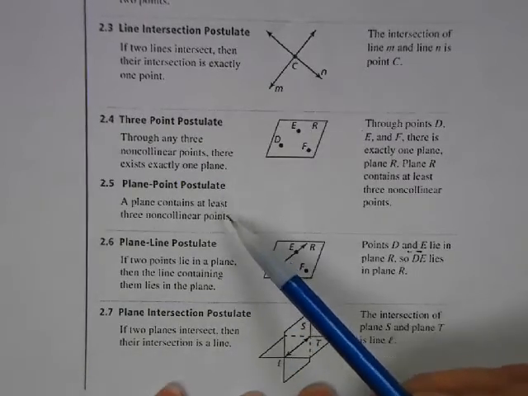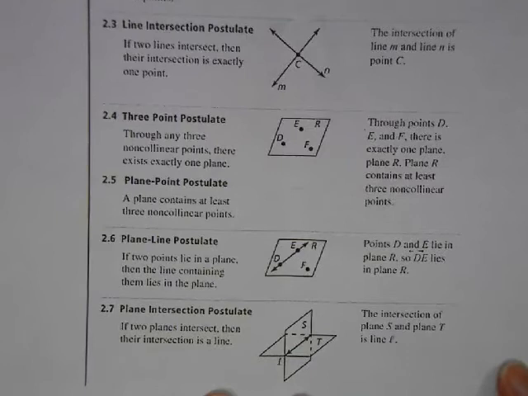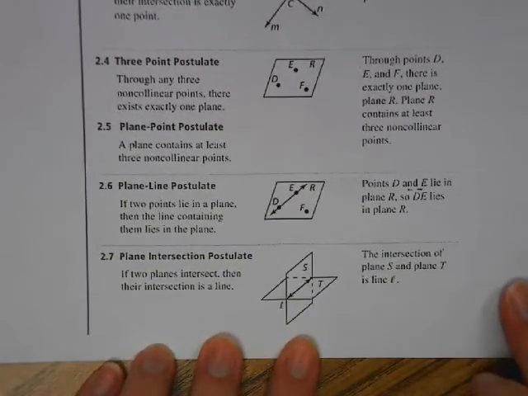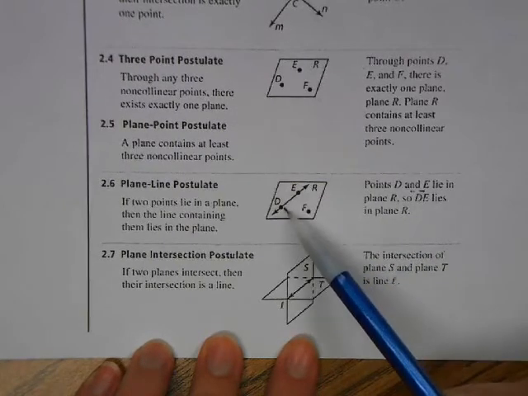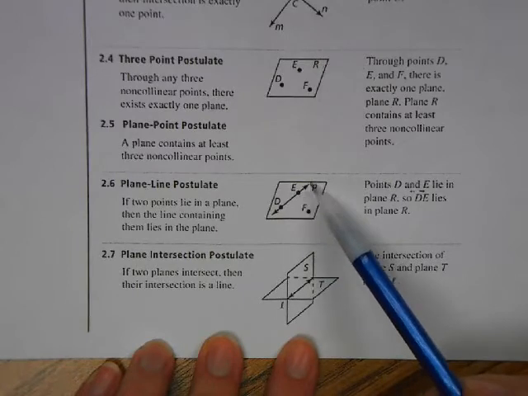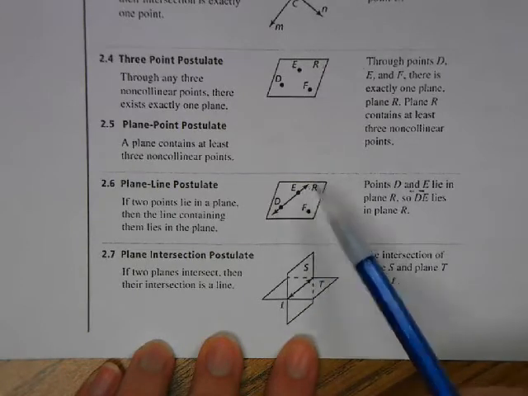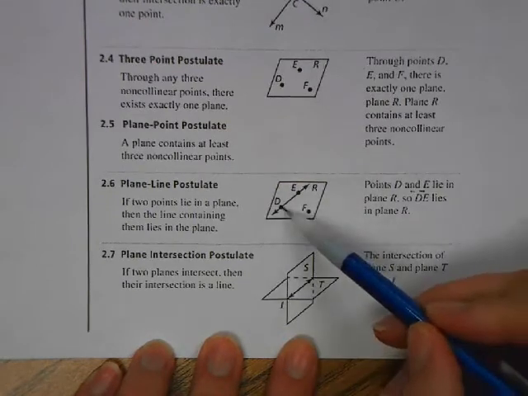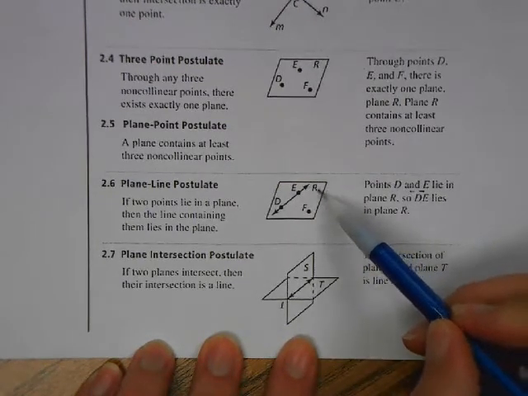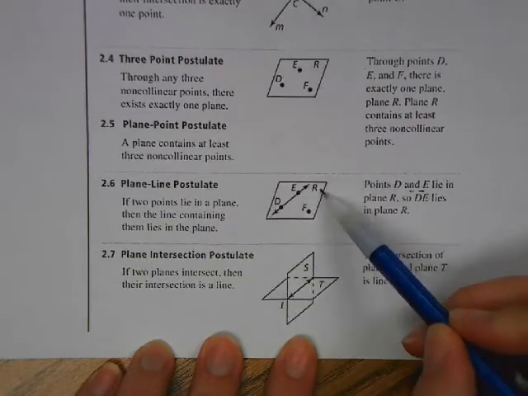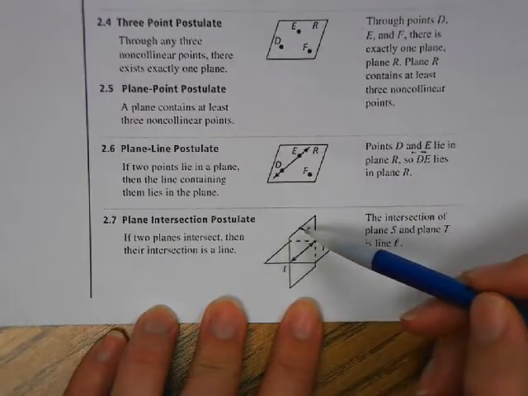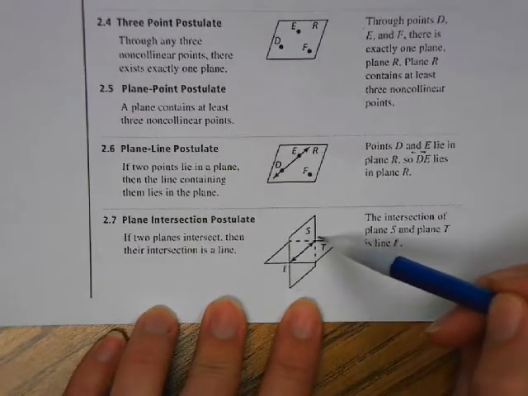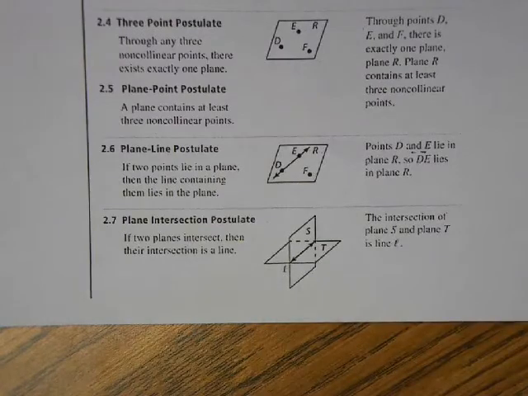Then you have the plane point postulate. A plane has to contain at least 3 non-collinear points. You have the plane line postulate. If 2 points lie in a plane, then the line containing them is going to lie in that plane as well. So if point D and E lie in plane R, then line DE lies in plane R. Then the plane intersection postulate: if 2 planes intersect, then their intersection is a line. So again, this should sound very familiar from Unit 1.